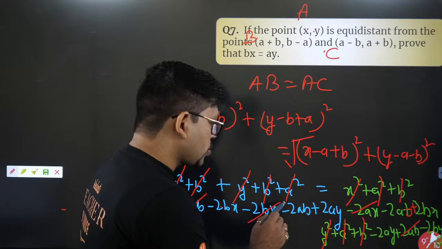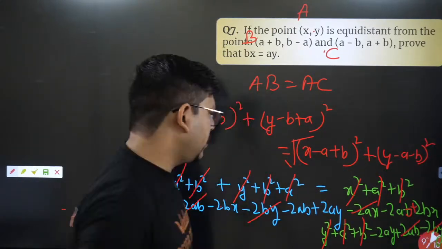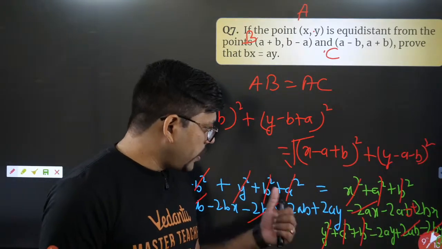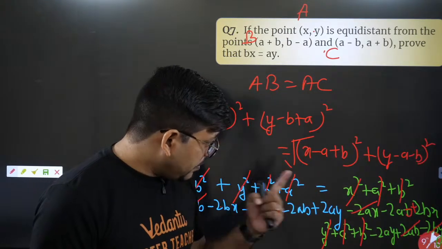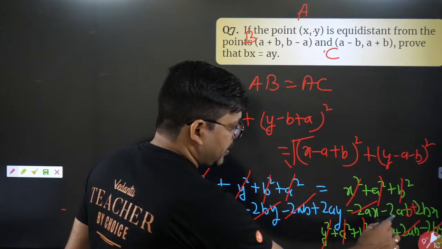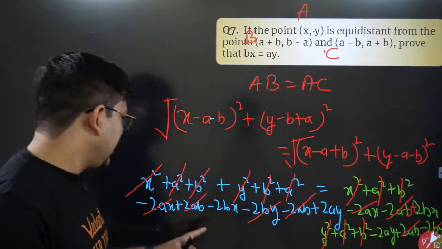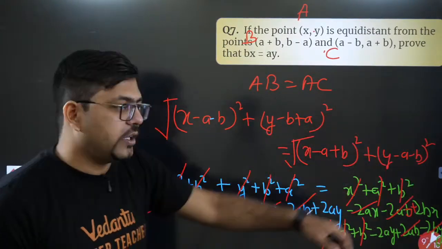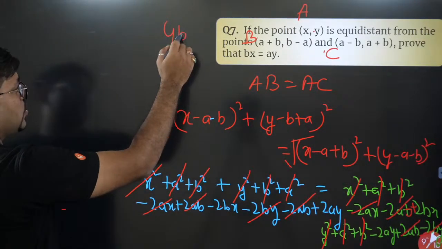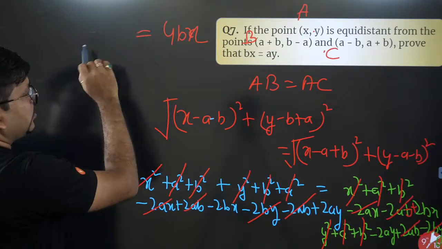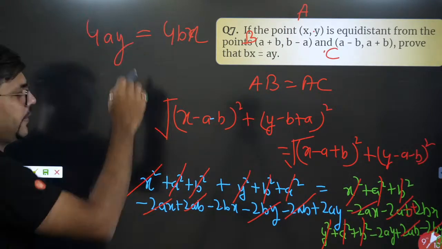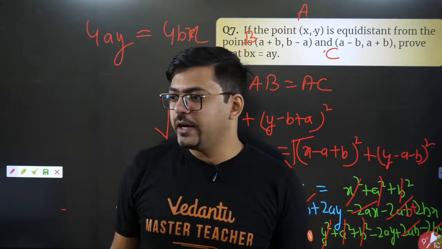Okay, so minus 2by cancels, and what else? Minus 2ab and minus 2ab, so they cancel. So what is remaining? Remaining is 2bx, and here also minus 2bx. It will go to that side, so that will become 4bx on that side is equal to, here it will become 4ay. Did you all understand it?